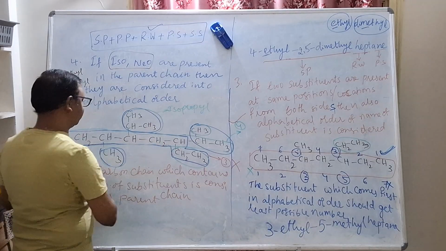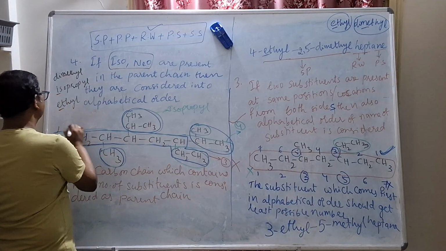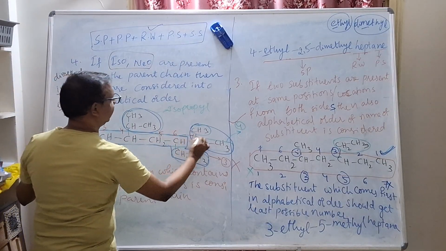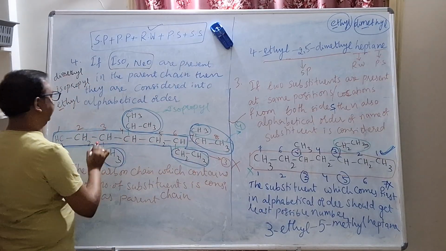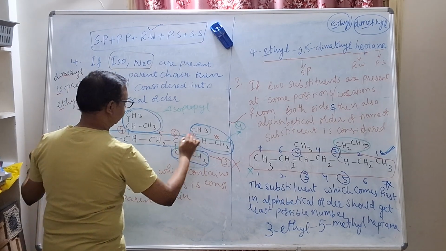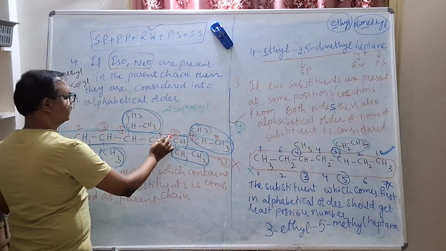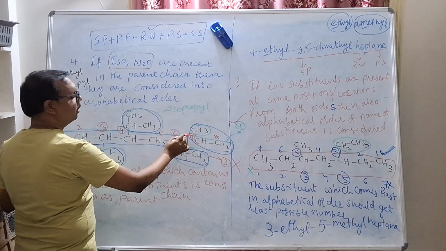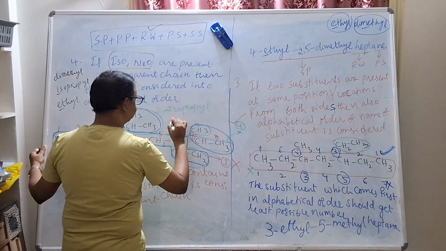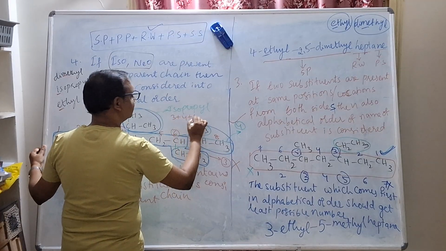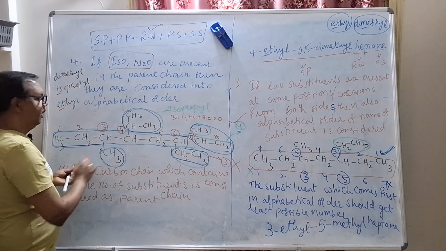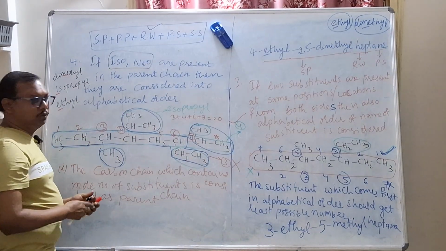There are 2 possibilities because the straight chain is the parent chain. 1, 2, 3, 4, 5, 6, 7, 8. Positions of substituents: 3, 4, 6, 7. That means 3 plus 4, 7, 7 plus 6, 13, 13 plus 7, 20. Okay, 20 we can see here, the total sum 3 plus 4 plus 6 plus 7, 20. If you give numbering from left to right, okay, the lowest sum you have to consider, right?